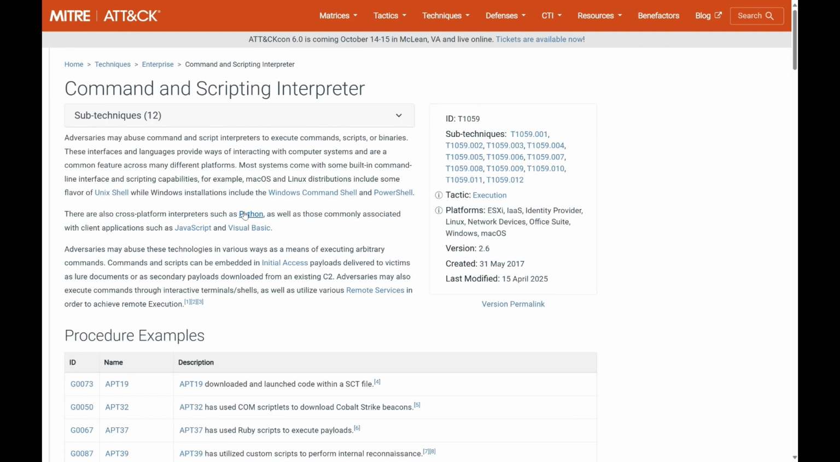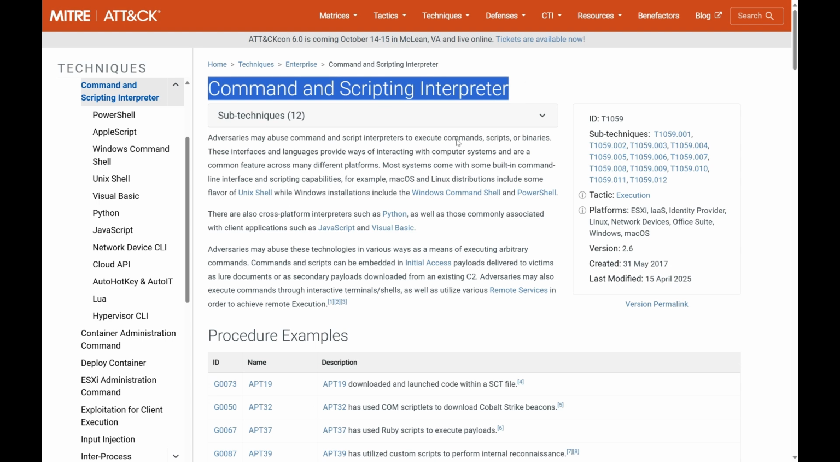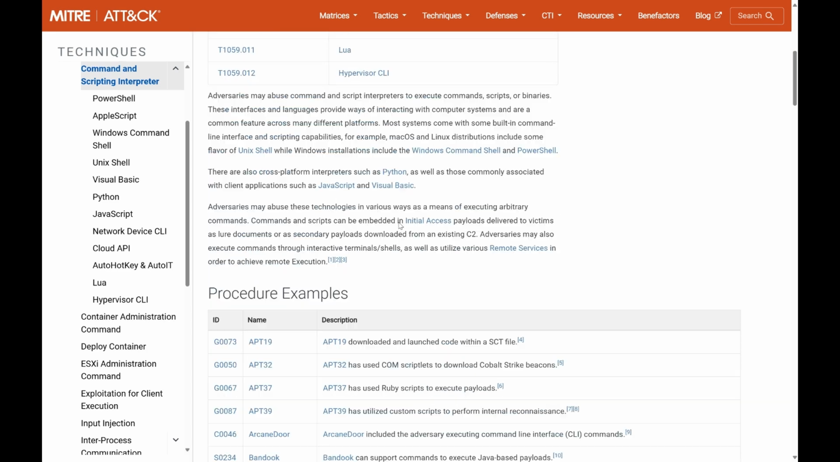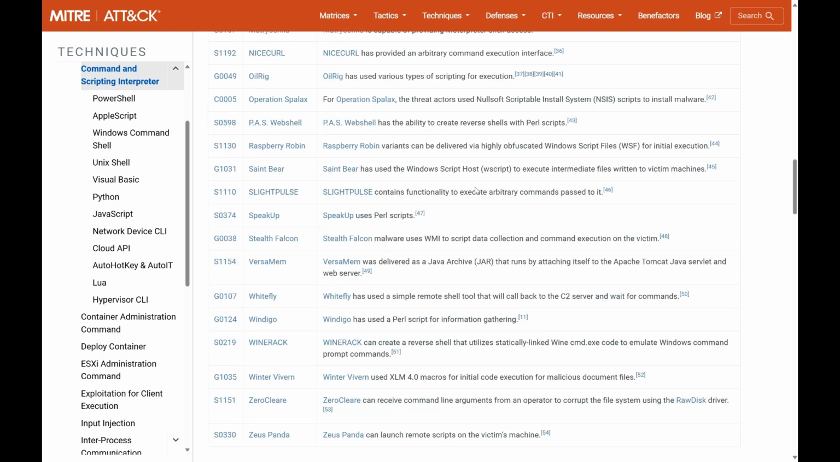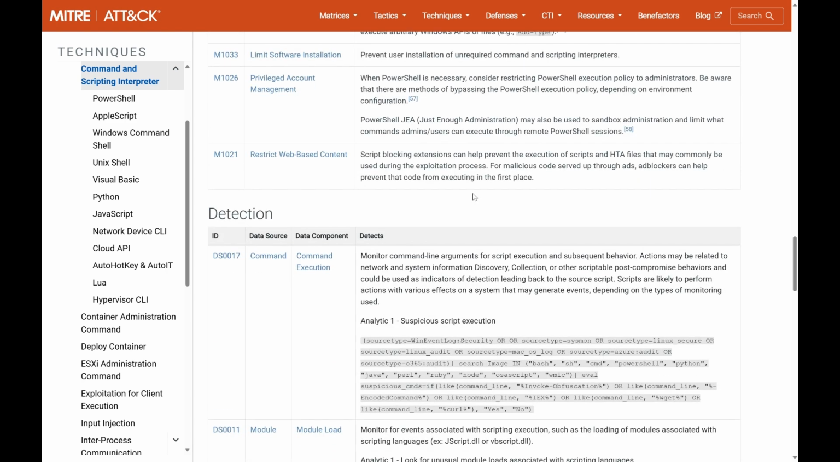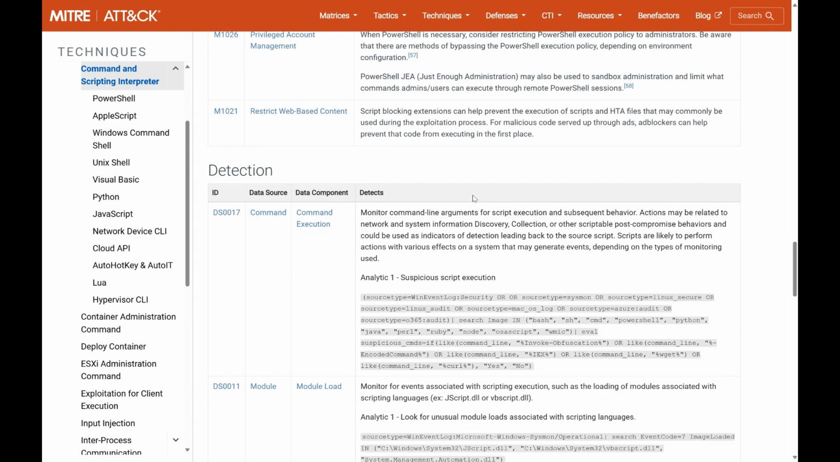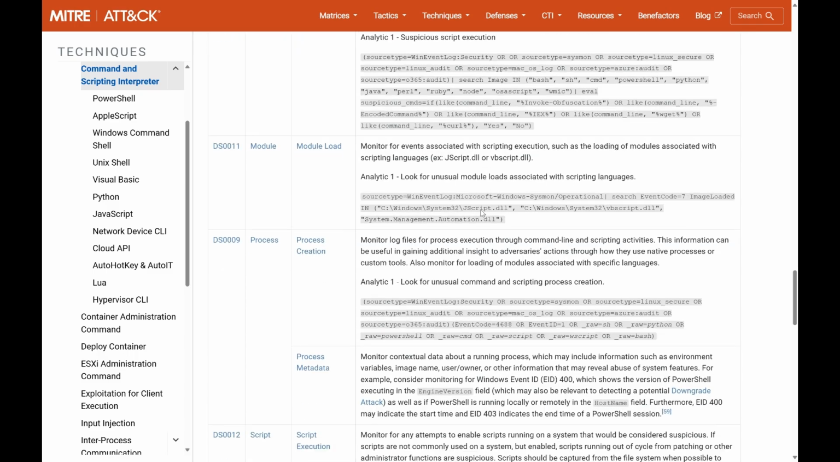If you click on one, it will give you the complete detail about the technique and also the sub-techniques, and there are some procedure examples. Let me know if you have any doubts, and I can cover them in other videos. I'm planning to create a complete crash course for MITRE, so let me know if you want the MITRE crash course.